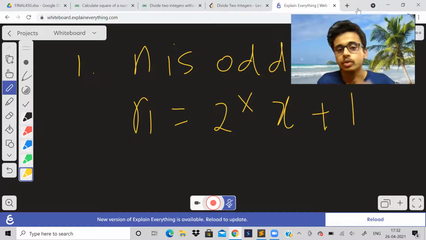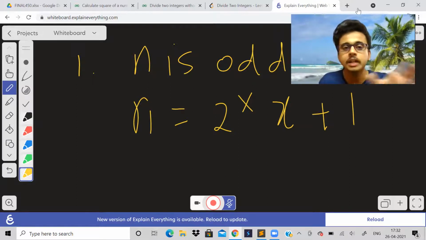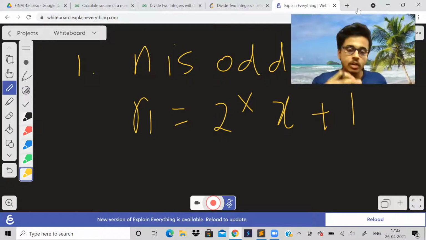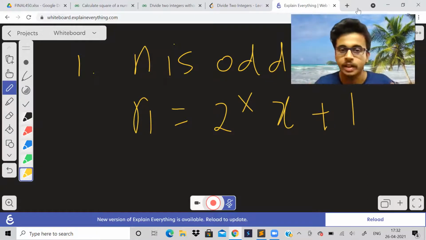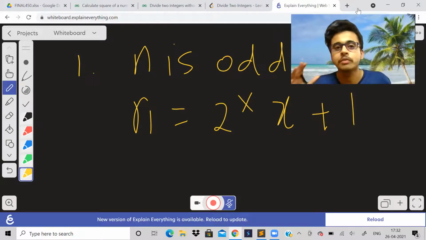So we have to start expressing the number in different ways. So what are we understanding over here? Instead of expressing n as n only, let us start expressing n in different ways.